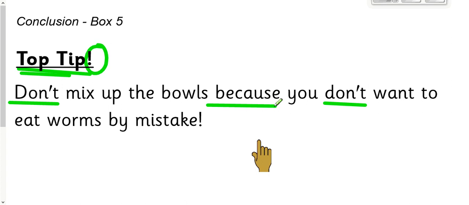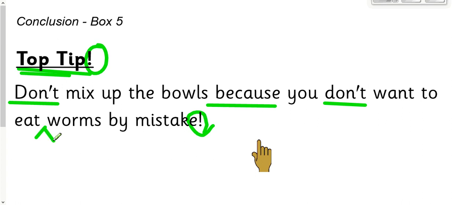Anything else? One more thing. It's the very last thing. It's this exclamation mark. It's an important instruction and it's a little bit disgusting. You don't want to eat worms by mistake. Definitely not. Exclamation mark. Could you make it better?